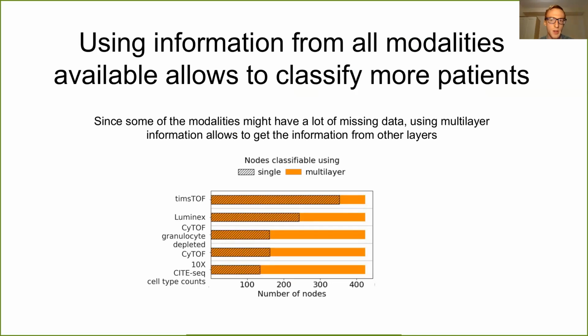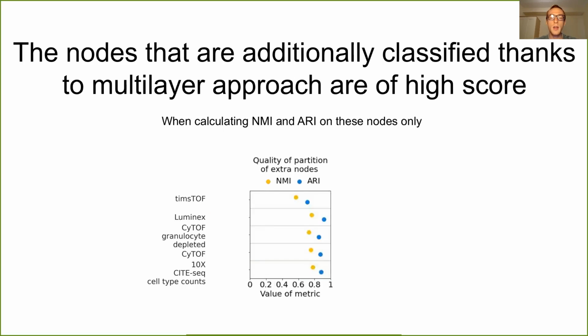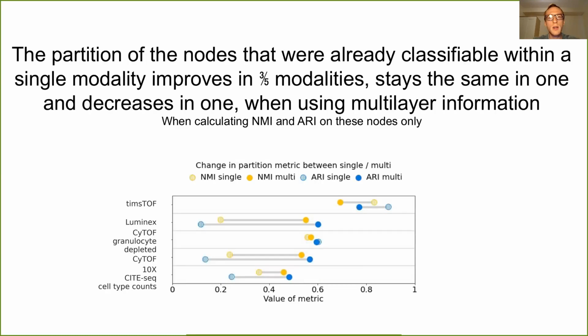And then we show that the multi-layer approach is better than looking at single layers on their own, and there are multiple reasons for that. One of them is that we are able to classify more patients, so always using multi-layer networks allows us to classify the most patients in comparison to any of the single-layer approaches, just because some of the modalities have missing data. The additional patients that we are able to classify are classified with high score, and we assess that using normalized mutual information and adjusted Rand index, comparing against the ground truth that the doctors have determined. And also the nodes that were already classifiable within a single modality, they mostly improve the quality when we use multi-layer networks. In one case, the quality decreases, and in one it stays the same.